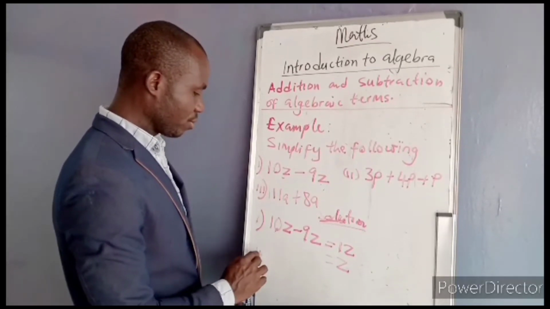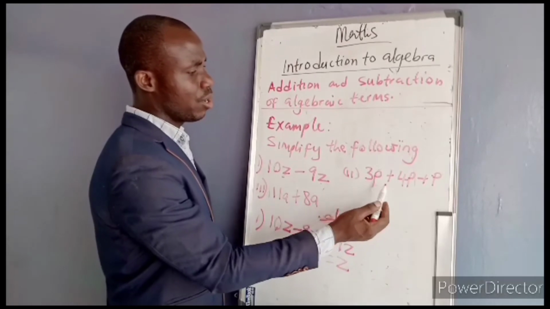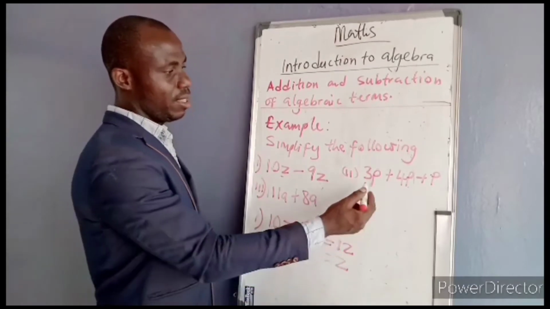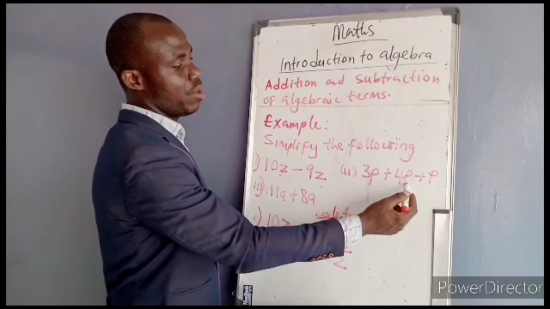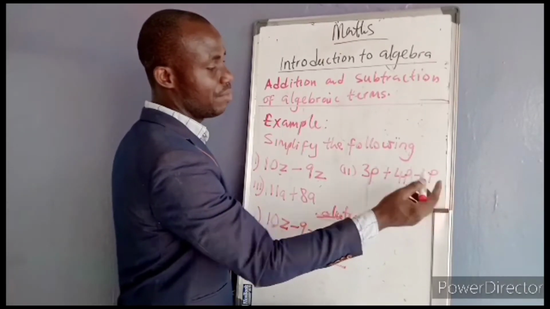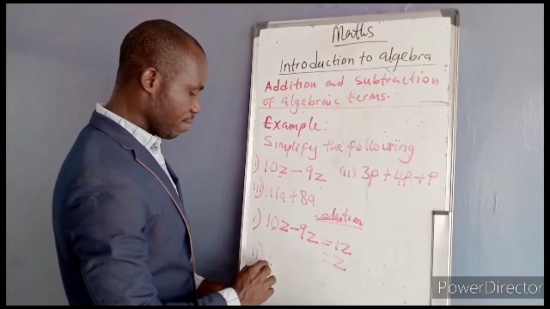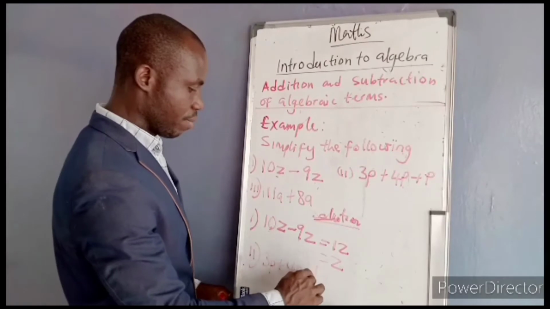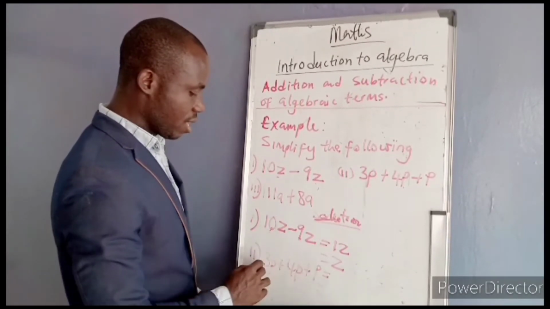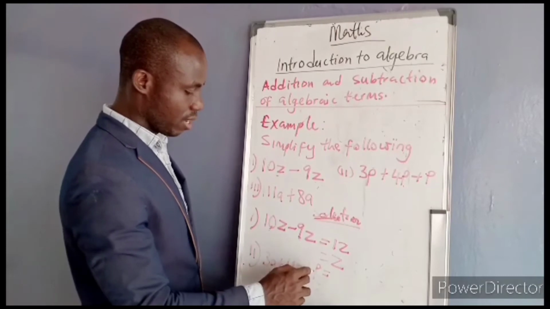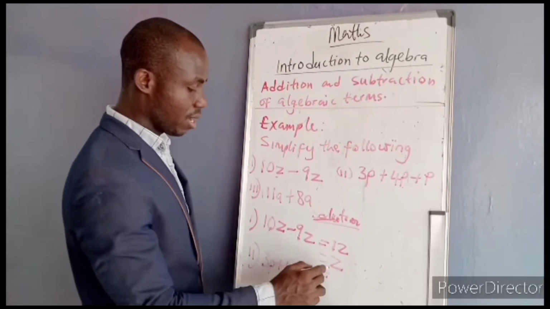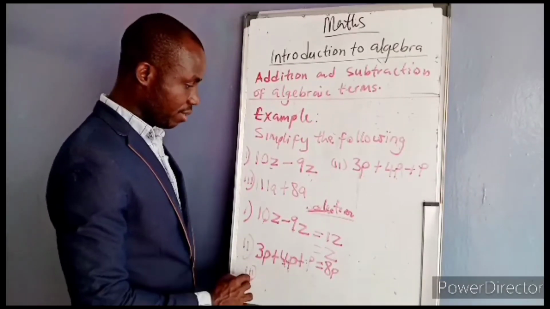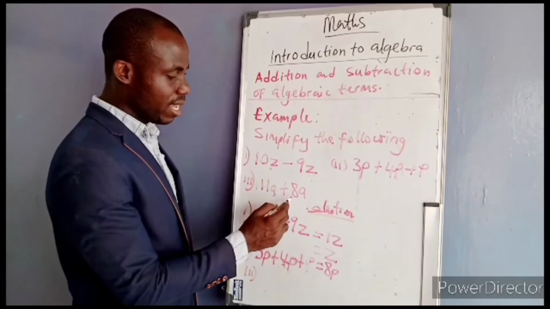Now let's go to example 2. We have 3p plus 4p plus p. We are also dealing with the coefficients. For 3p, the coefficient is 3, for 4p, the coefficient is 4, and for p, the coefficient is 1. So we have 3 plus 4 plus 1. 3 plus 4 is 7, plus 1 is 8. So the answer is 8p.